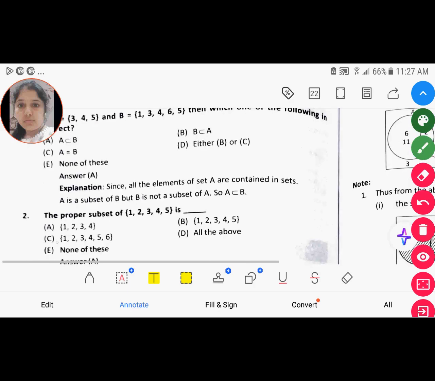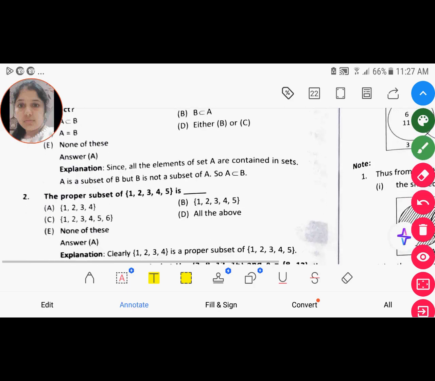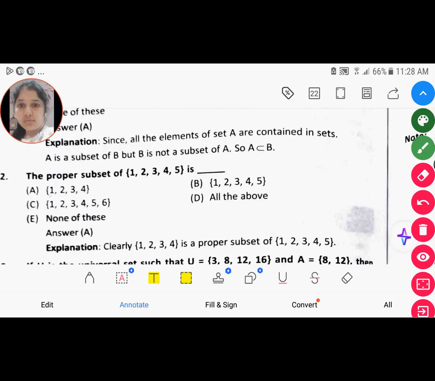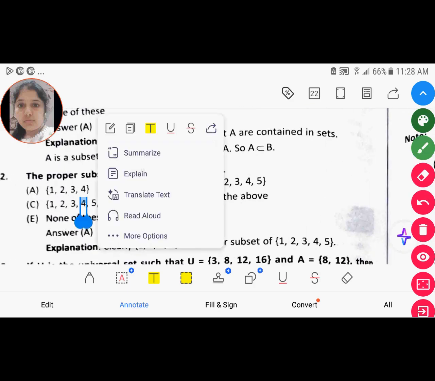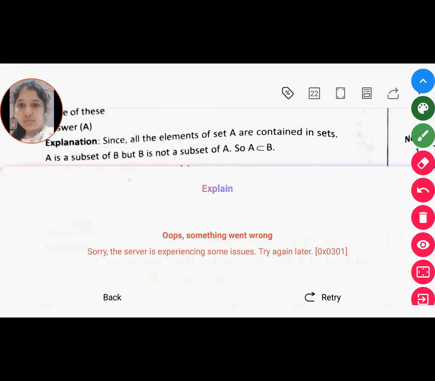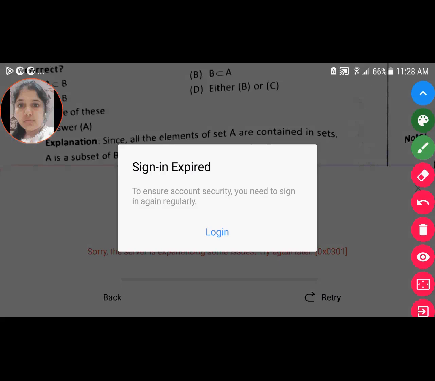The proper subset of 1, 2, 3, 4, 5 is. Now 1, 2, 3, 4 is a proper subset of this given set.